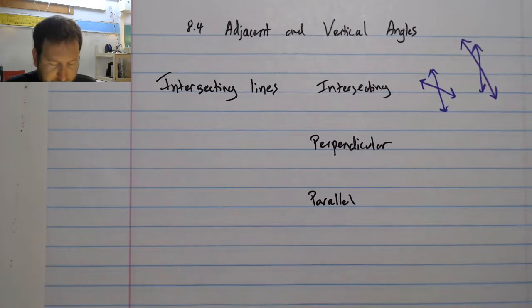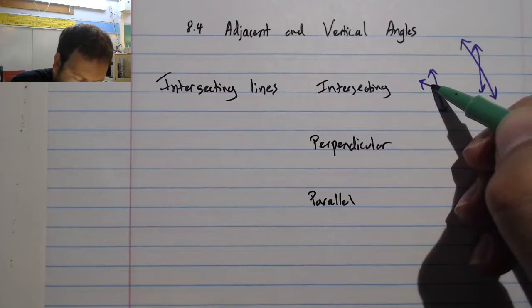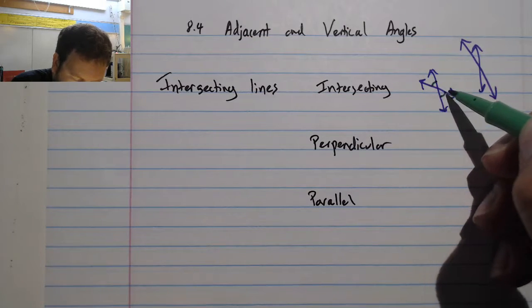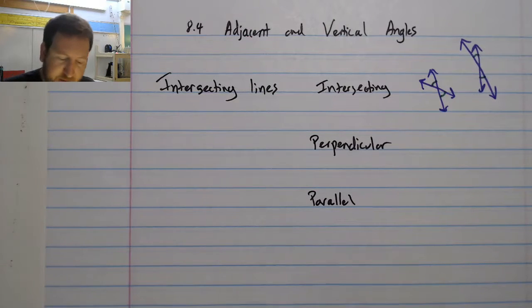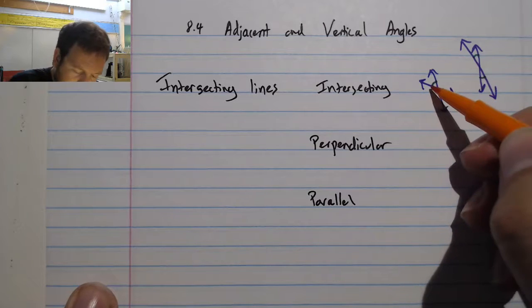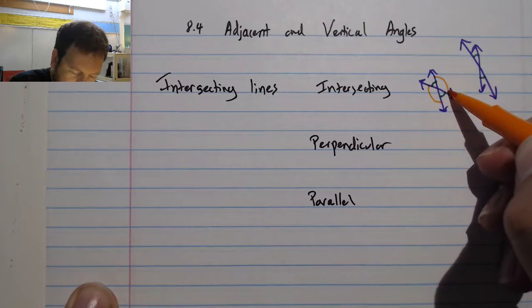However, there's a specific kind, and when lines intersect like this, they make a bunch of these little angles that are all around them. And that's kind of the key to this section, and that's what we're going to be focusing on.